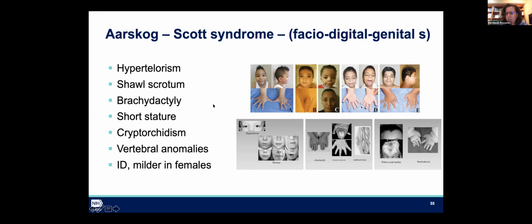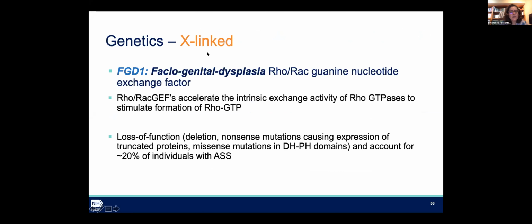And this is an X-linked disorder caused by mutations in faciogenital dysplasia, FGD1, a Rho/Rac guanine nucleotide exchange factor. It's a mouthful. There are loss of function mutations, as seen in about 20% of Aarskog syndrome.